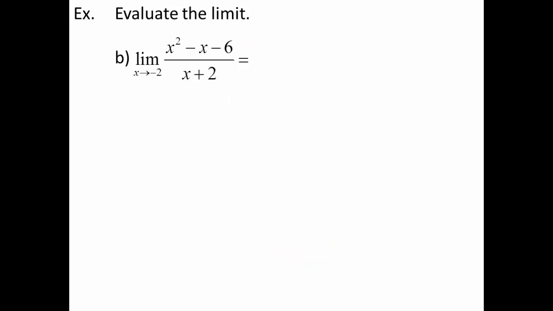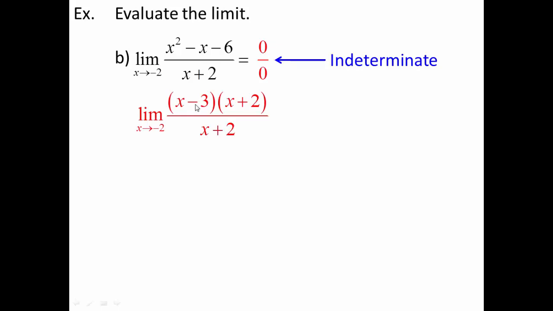Let's do it again. This time the limit as x approaches negative 2 of x squared minus x minus 6 all over x plus 2. If you haven't done this one already, hit pause and then play when you're ready. So again, we start by plugging in negative 2. If I plug it into the top or the bottom, I'm going to get 0 over 0, indeterminate form. So let's factor it out. The top is going to factor into x minus 3, x plus 2. The bottom is going to factor into x plus 2.